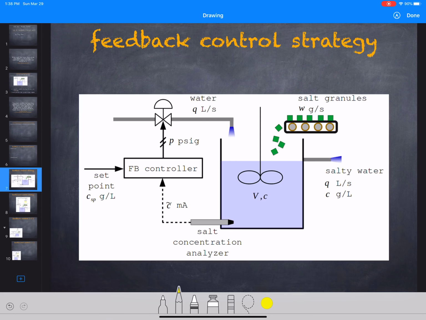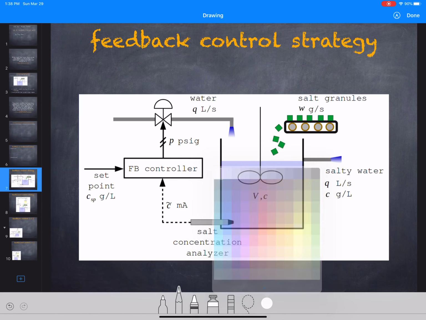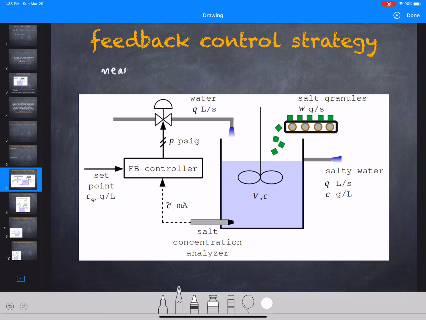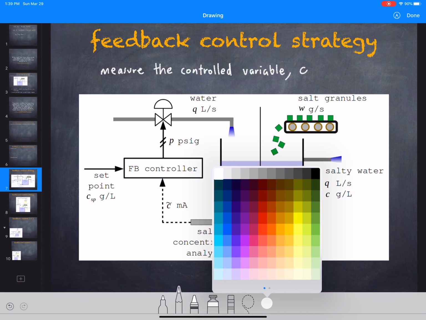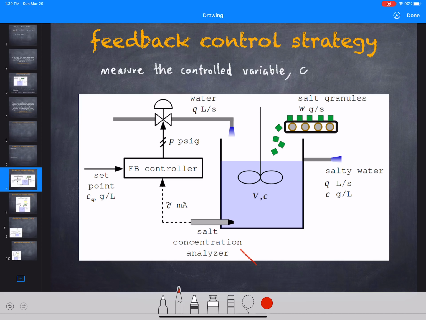Okay, so this is what a feedback control strategy would look like in our salt mixer. So remember, feedback control strategy, we measure the controlled variable, which is C here. So, and then I'll make it red. So look right here. So this is our measurement of C. Measuring C, the controlled variable. So what we've done is put in a salt concentration analyzer inside the tank, and it measures the concentration of C.